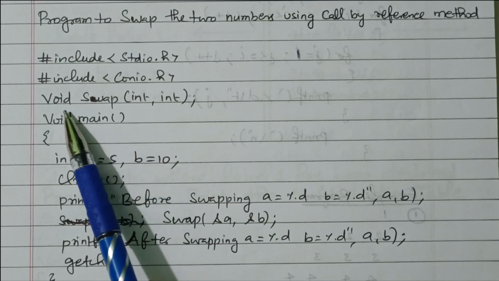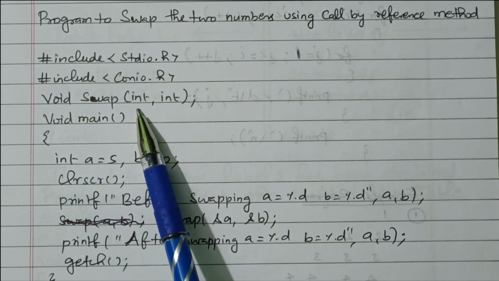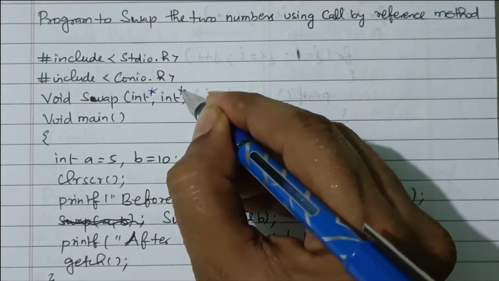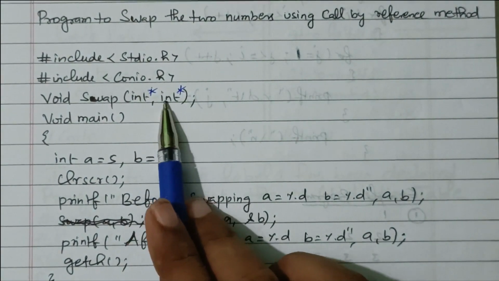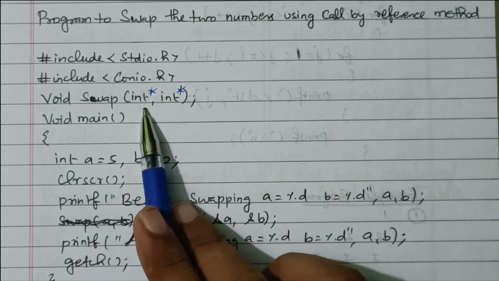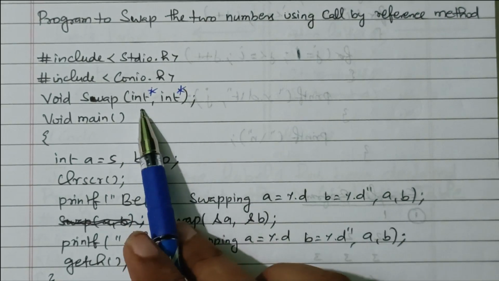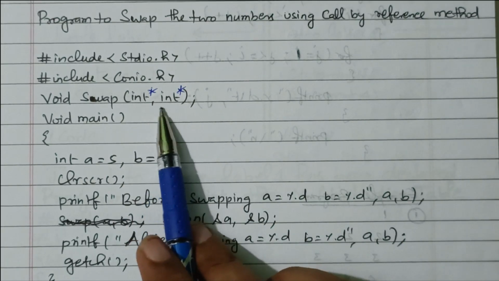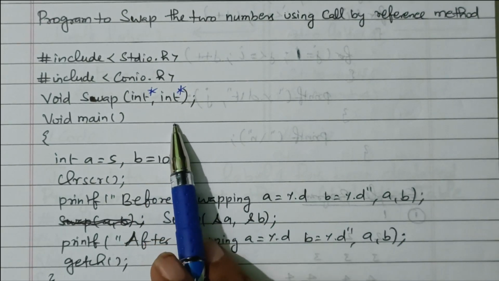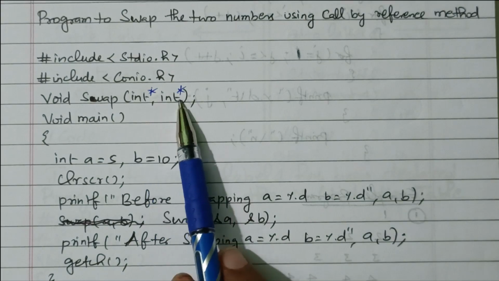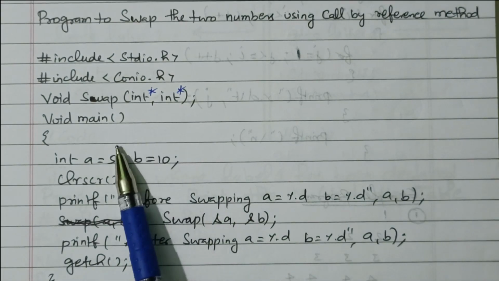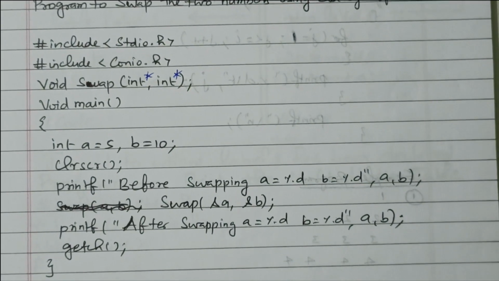Function name is swap. It will not return any value, the two arguments. But here we need to indicate integer star. That is, we are going to send the address. Previously only integer comma integer. Now it is integer star refers. We are going to send the address. So it is a pointer variable. Only pointer variable will store the address. So these two integer type pointers. Right. Now we start the main program.